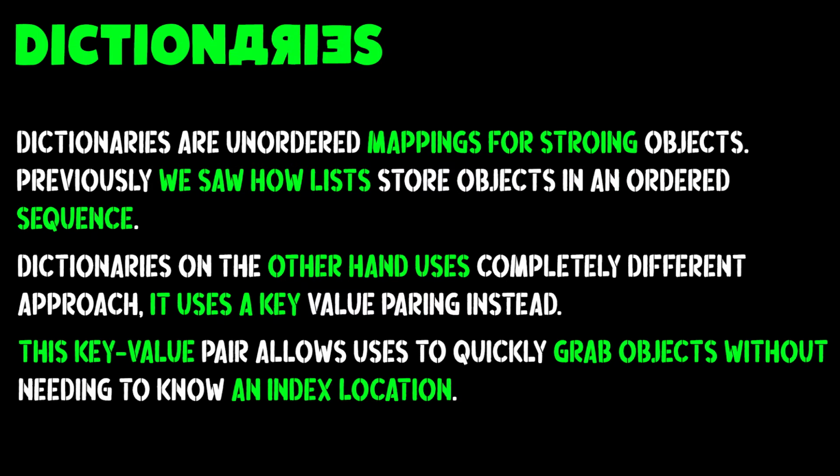So in this video we will be looking at what dictionaries are in Python. Dictionaries are unordered mappings for storing objects. Previously we saw how a list stores objects in an ordered sequence, while dictionaries use a key value pairing instead. This key value pairing allows the user to quickly grab an object without needing to know the exact index location of the item.